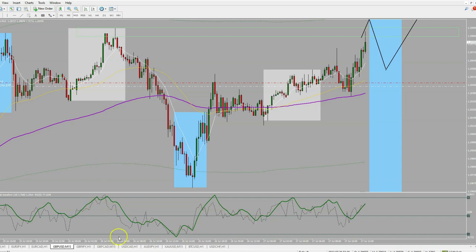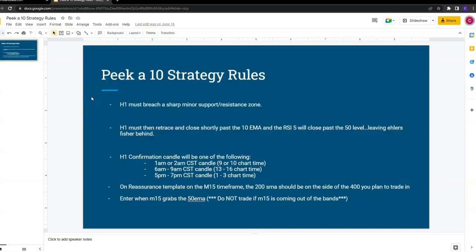So, but anyway, that's the gist of the Pica-10 strategy. I'll have the link to these rules in the description of the video. But yeah, that's the Pica-10 strategy, as simple as I can break it down, rule by rule.